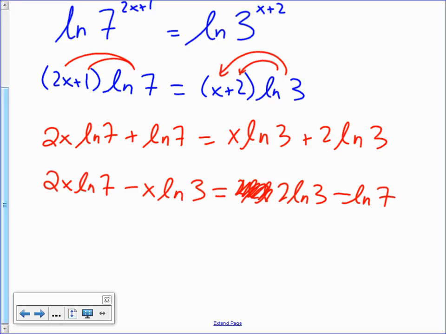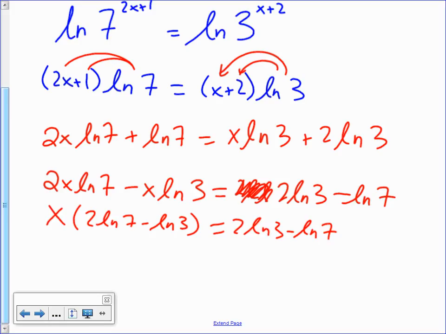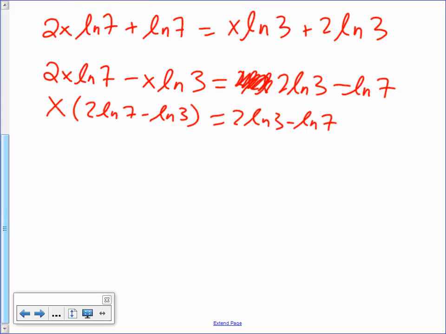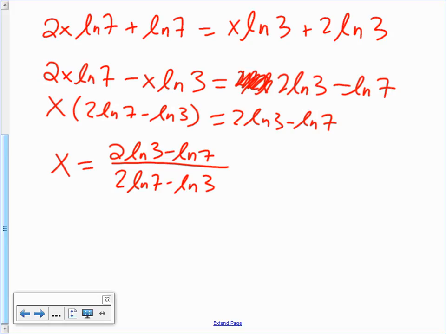GCF. On this side, the GCF is x. So 2 log 7 minus log 3 equals 2 log 3 minus log 7. Divide! Get the x by itself. So paper 1 says x is equal to 2 log 3 minus log 7 divided by 2 log 7 minus log 3. Everyone say, Alante, you're a genius.